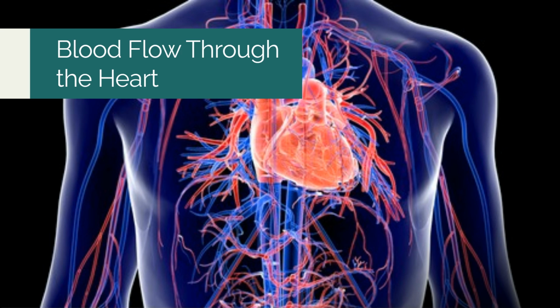In the lungs, blood picks up oxygen and gets rid of carbon dioxide. Oxygenated blood returns to the heart through the pulmonary veins into the left atrium. The left atrium contracts, sending blood through the mitral valve into the left ventricle. The left ventricle contracts, sending oxygen-rich blood through the aortic valve into the aorta, from where it's distributed to the entire body.